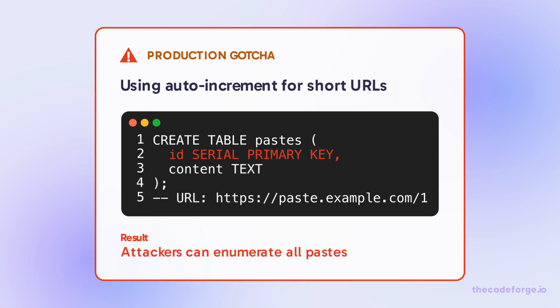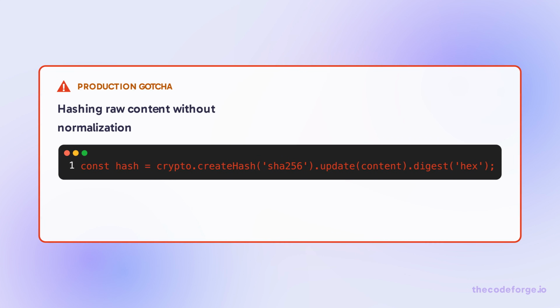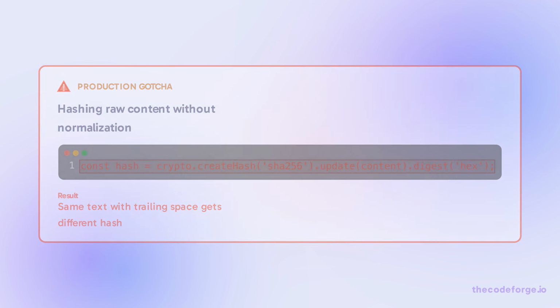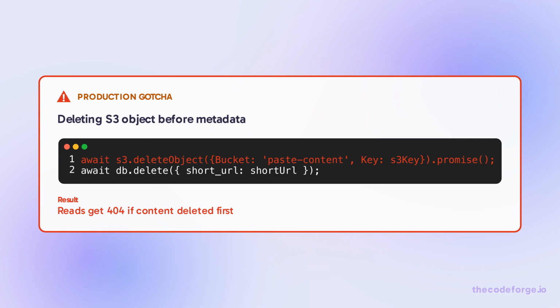Never use auto-increment for a public Pastebin. Attackers can enumerate all pastes by incrementing the ID. Use random base 62 strings instead. A single trailing space changes the hash, causing duplicate storage. Always normalize content before hashing. If you delete the simple storage service object before the metadata row, a read that arrives between the two deletes gets a 404. Always delete metadata first, then content.